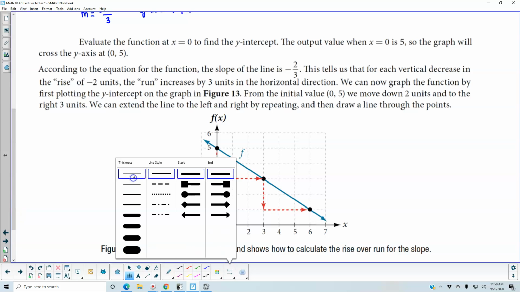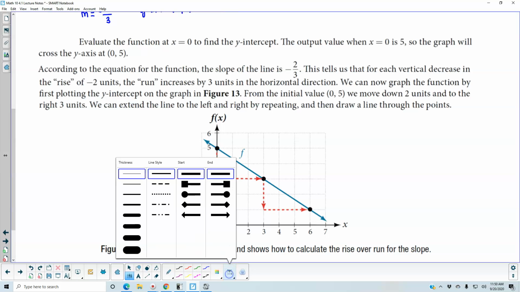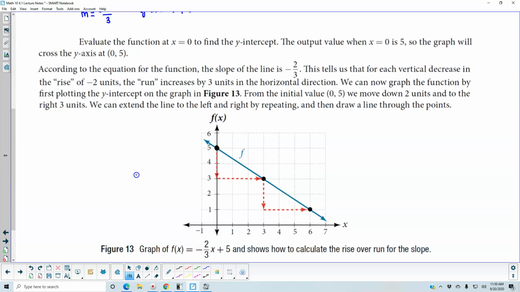Okay, so first, we're identifying the y-intercept, which is noted here at 0, 5. And so then what we know is that we have negative 2 over 3. So that means we're going to go down 2 and then to the right 3 to get our next ordered pair. And then again, down 2 and then to the right 3 to get our next ordered pair.